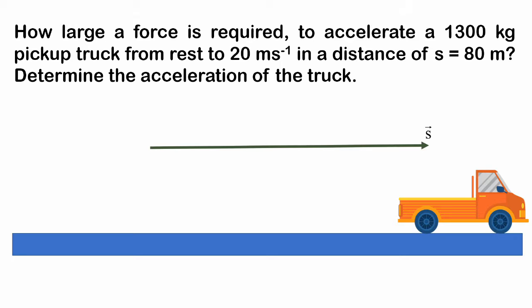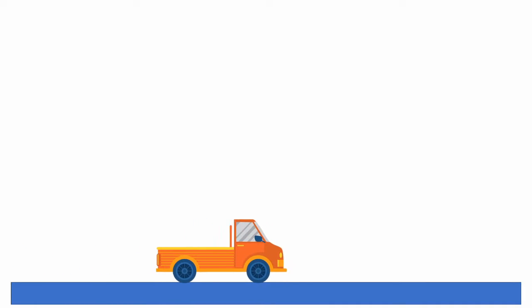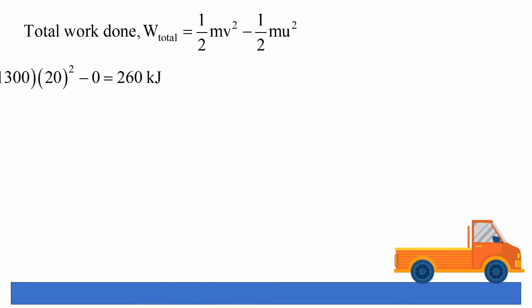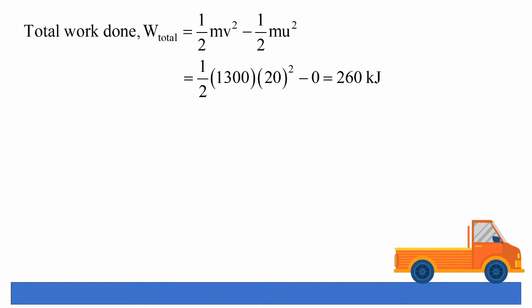For this problem, no information is given on the forces that act to move the truck. The information given are the mass and the velocities of the truck. To calculate total work done, the work energy theorem must be used. The total work done is 260,000 joule.